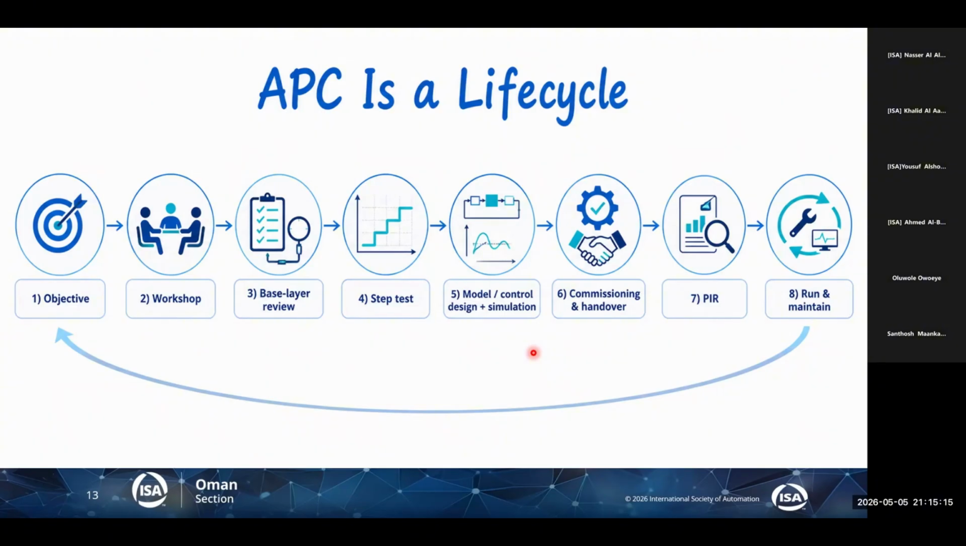And yeah, step testing we talked about. And then building the model, the control design and simulation, commissioning, of course, training the operator as well. Part of the commissioning, you need to train the operator. And yes, advanced process control practitioners do act as trainers. It's part of the handover. And then the post-implementation review. And finally, run and maintain.